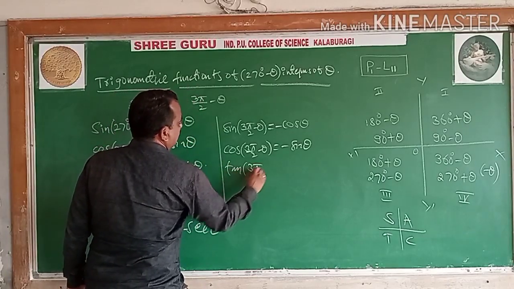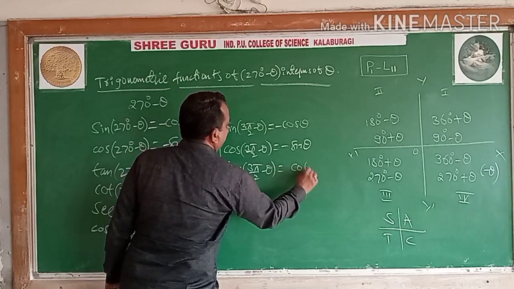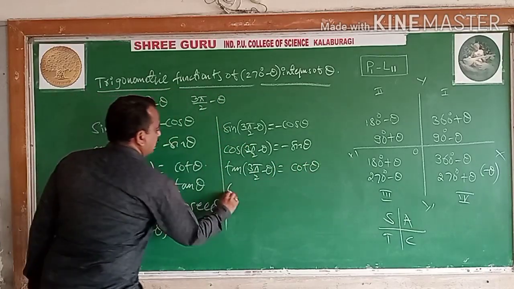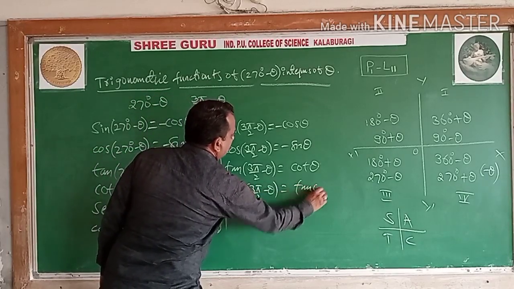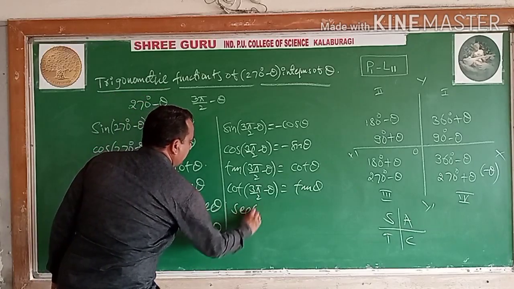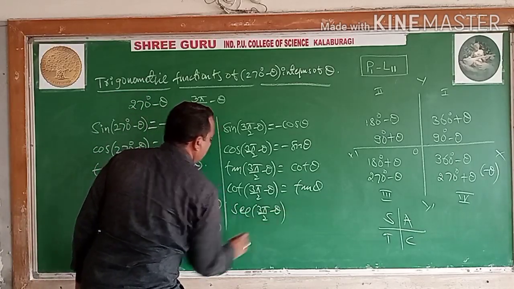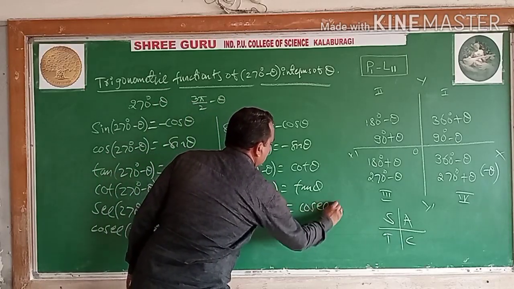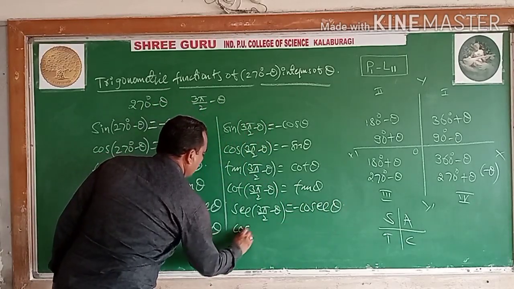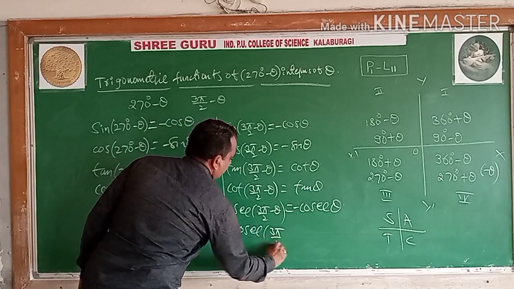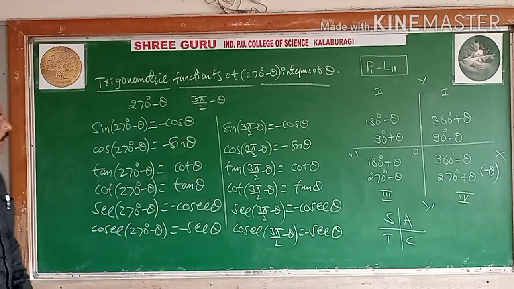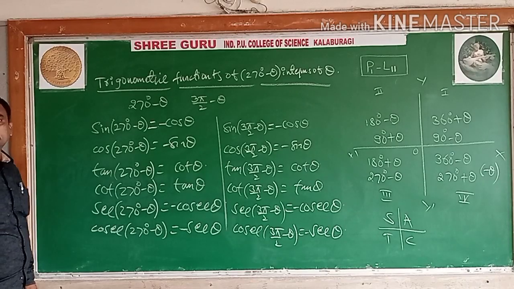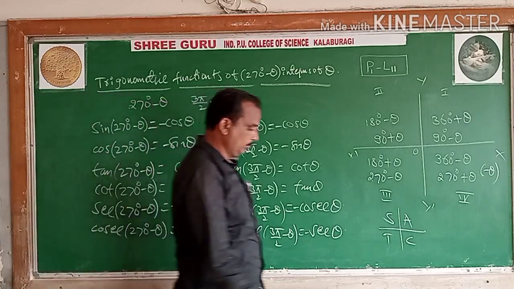Tan of 3 pi by 2 minus theta also changes, but positive it is. Cot of 3 pi by 2 minus theta changes to tan, positive. Sec of 3 pi by 2 minus theta changes to cosecant theta, negative it is. Cosecant of 3 pi by 2 minus theta changes to sec theta, this is also negative. Only tan and cot values are positive. So this is about 270 minus theta, 3 pi by 2 minus theta.